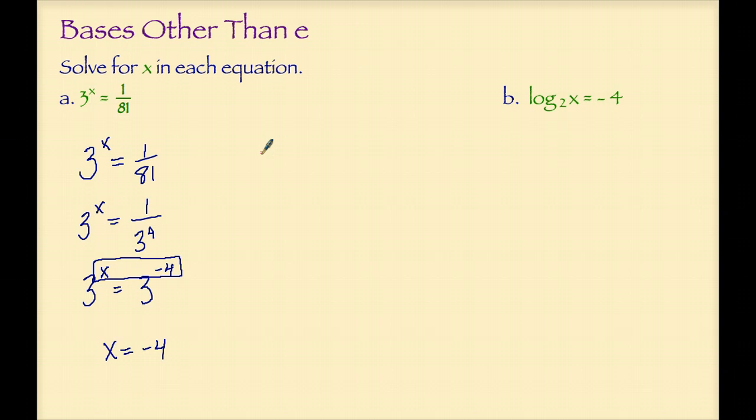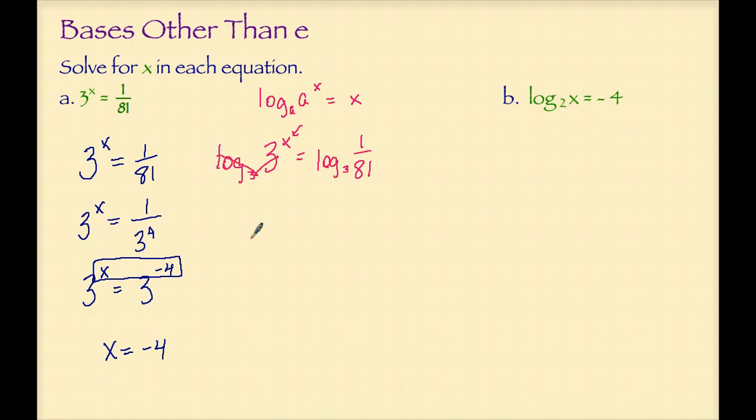Now I'm going to solve the same equation using logarithms. 3 to the x is equal to 1 over 81. I'm going to use this property of inverse functions, that log base a of a to the x is equal to x. So since I need to release x from its exponential position, I have to undo its relationship with the base a. I'll apply logarithm base 3 to both sides of the equation.